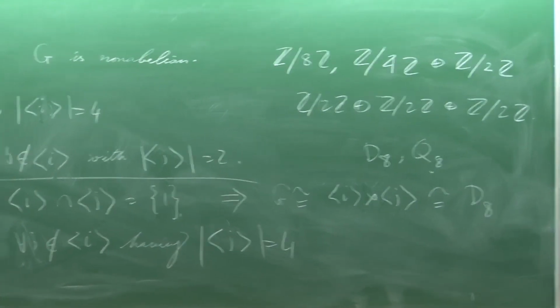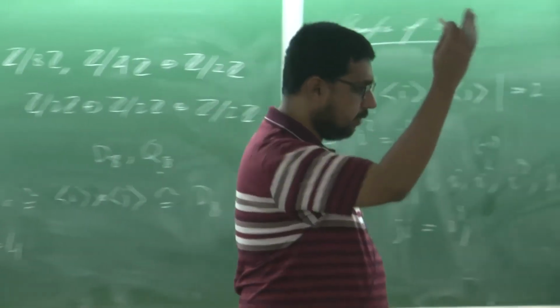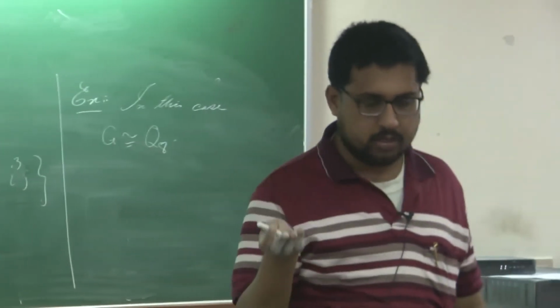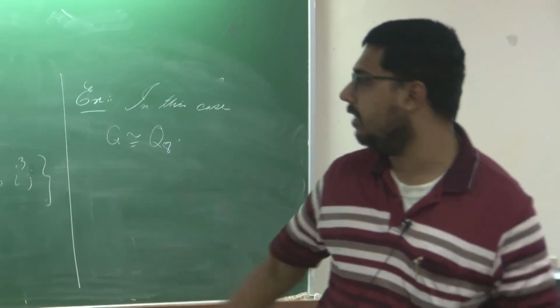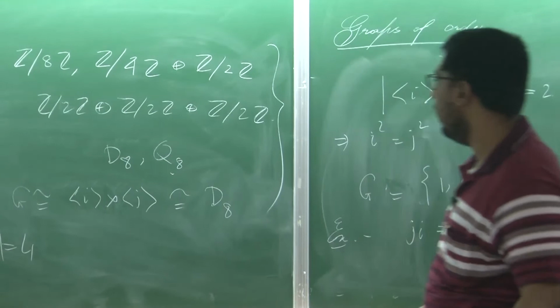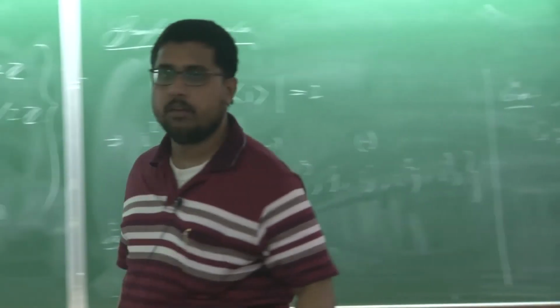So, the only case that we were left with earlier, while classifying groups of order p cube, was when p is even. That case is now done here. Okay, so I think with that I will finish this lecture.